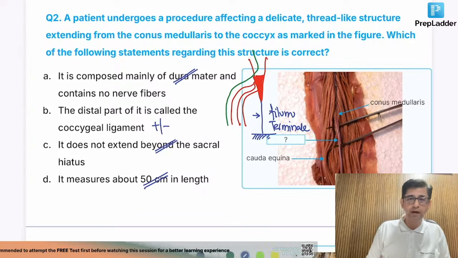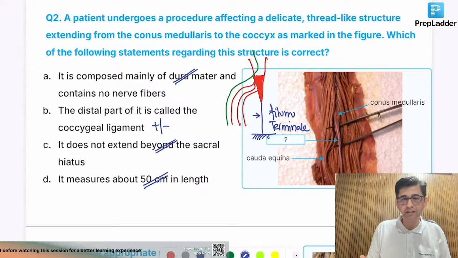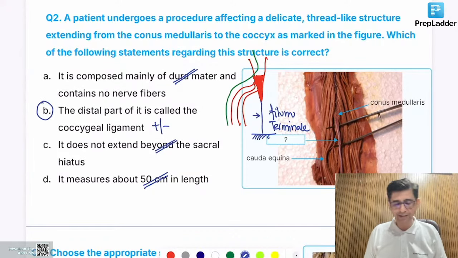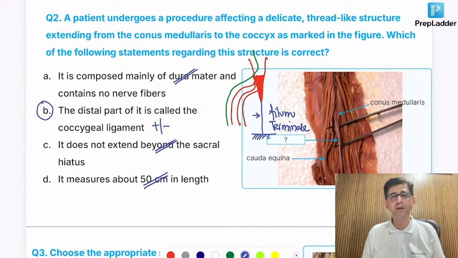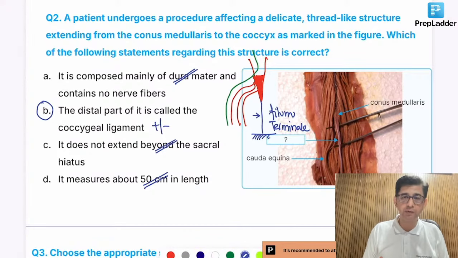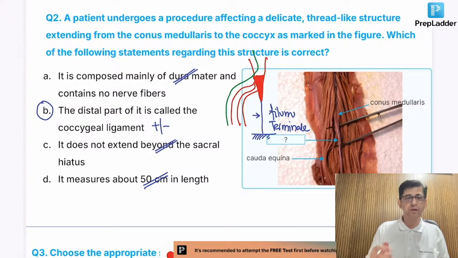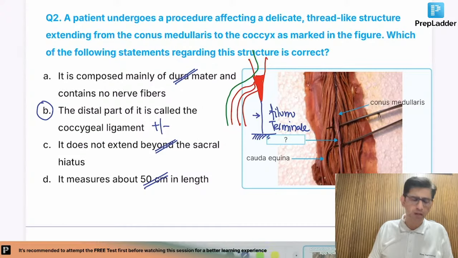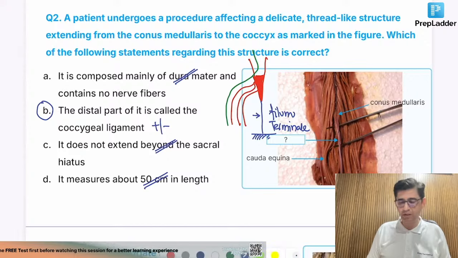So if I just go by a bit of my gut feeling, a bit of instinct, then I can narrow down to the correct answer to this. That is, this would also be called the coccygeal ligament, that is filum terminale. So all you have to do was identify this tail-like structure at the end of the spinal cord, which is not conus medullaris, that is filum terminale. And the distal part of it is called the coccygeal ligament because it ends at the anococcygeal ligament.